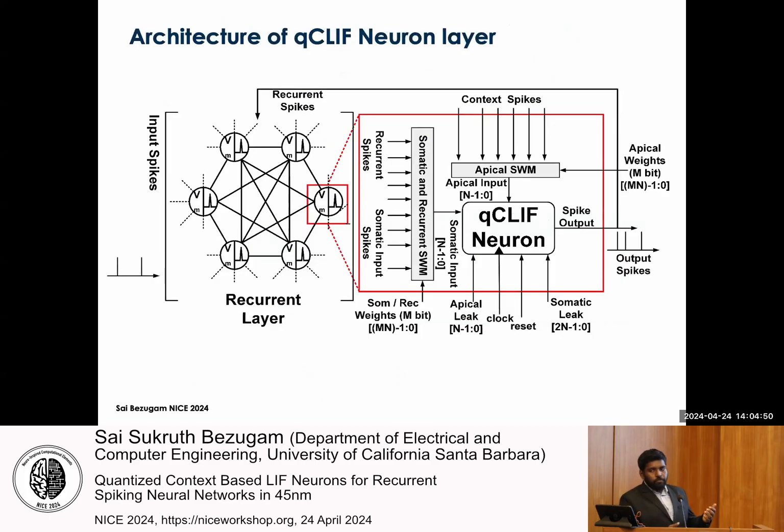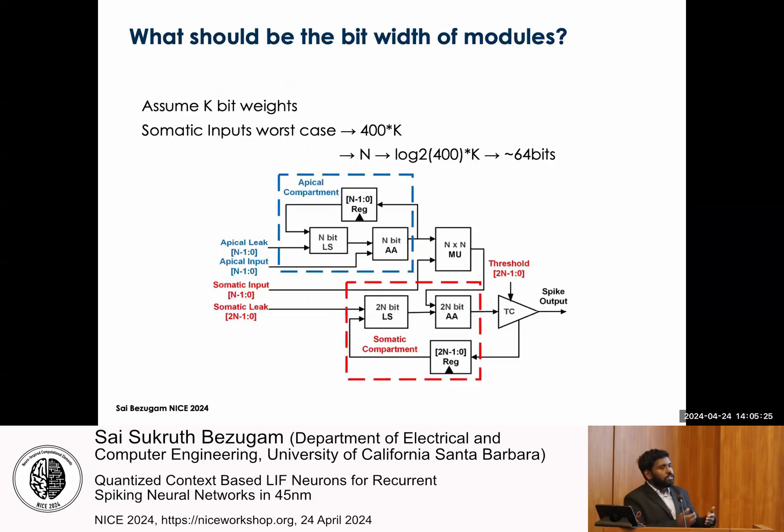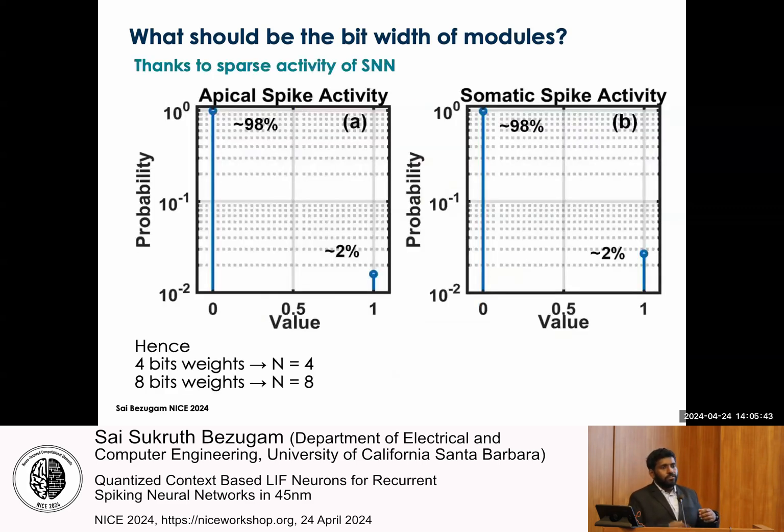Then we made a complete architecture of this recurrent spiking neural network hidden layer, and we saw that it requires certain inputs and outputs. Now that we made an architecture, we need to decide the number of bits required to operate it. Assuming a network which could solve DVS gesture classification, it requires at least 200 inputs and 200 self-connecting recurrent connections, which will make 400 inputs. And if we have 400 inputs with at least 8-bit weights, then I would start my operation with 64 bits and end with a 64 cross 64 multiplier and 128-bit, which would be very, very expensive. Thanks to sparsity, the events of somatic input and apical input were really sparse, and we were able to operate at much lower bit widths.